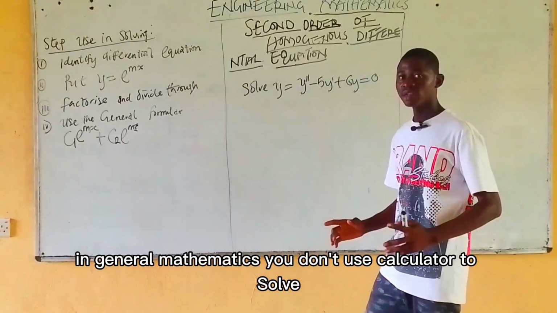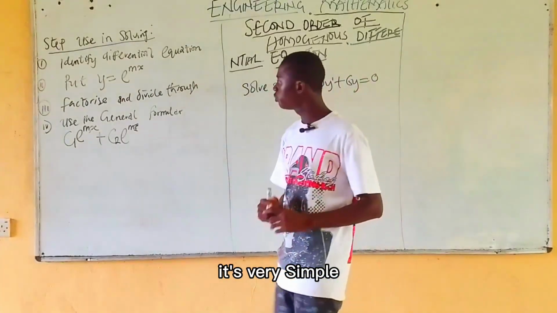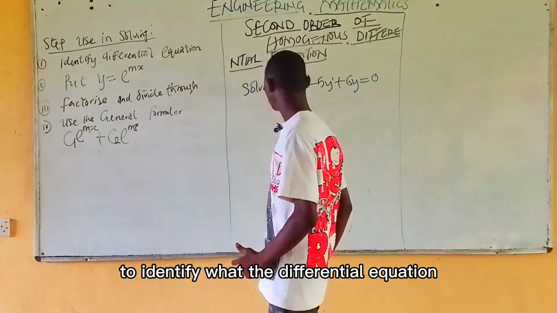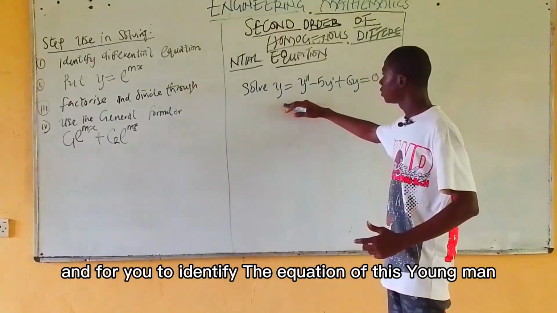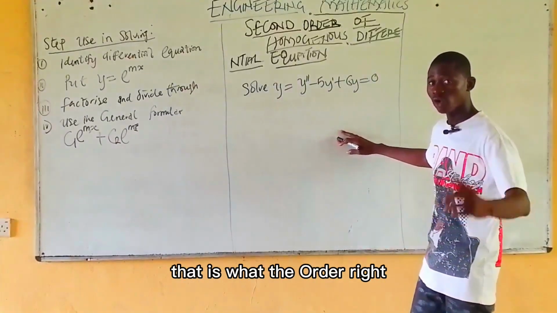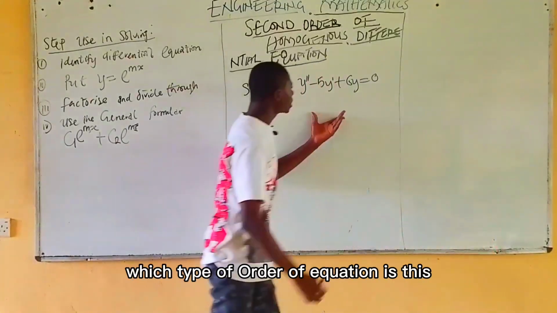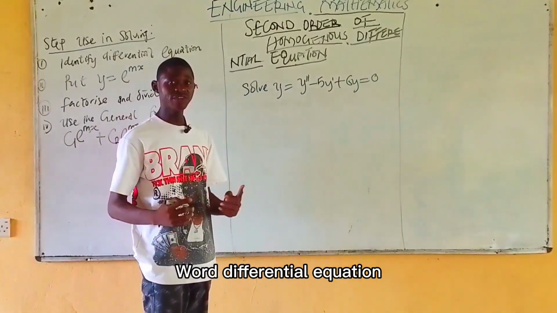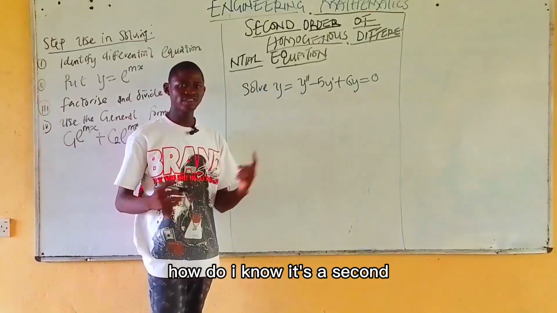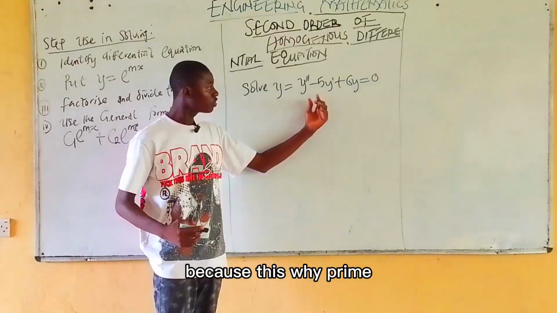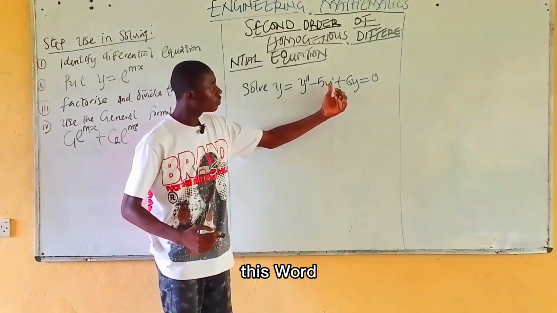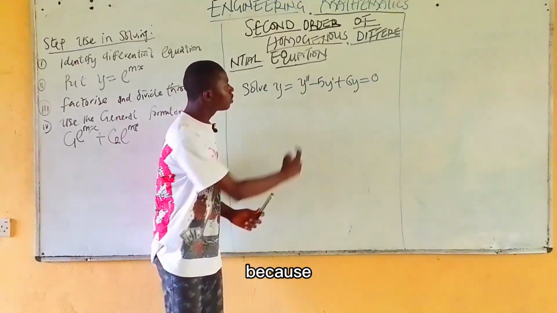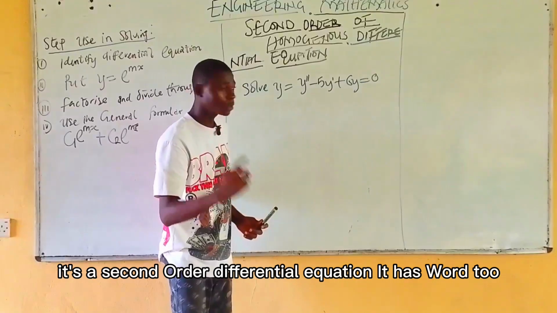You know, with engineering mathematics, you don't use a calculator to solve. It's very simple. The first step is to identify the differential equation, and for you to identify the equation, that is the order. I can tell you that it is a second order differential equation. How do I know? Because of this y'', this y', and this y, and it is equal to 0.